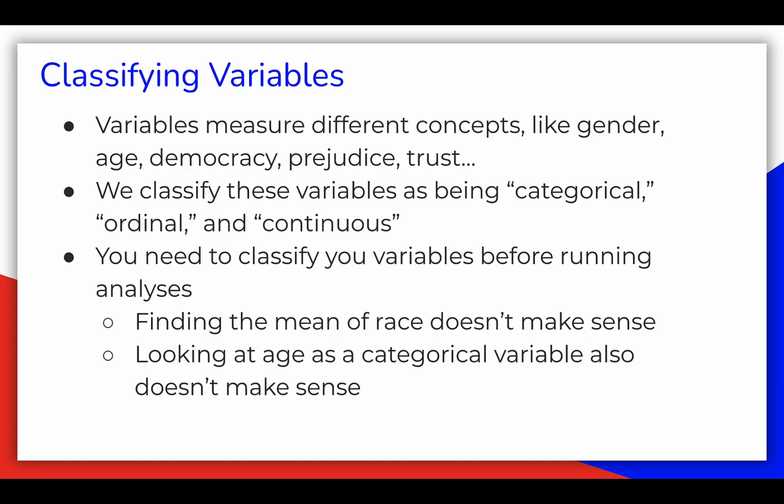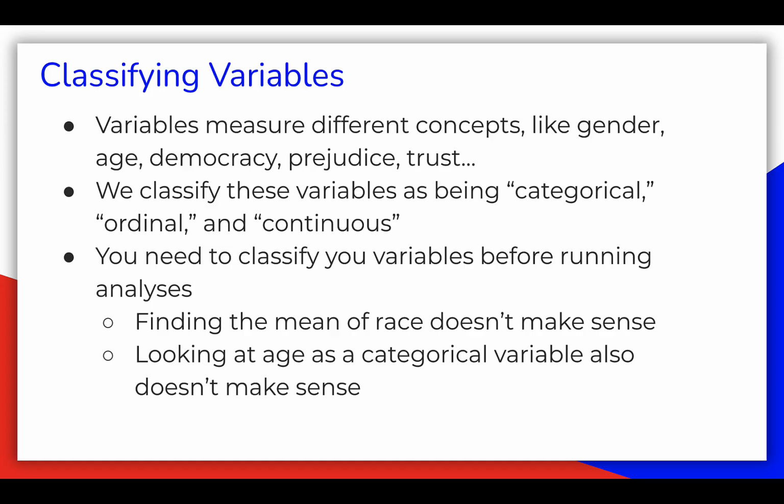So variables measure a variety of different concepts, things like gender, age, democracy, prejudice against other groups, trust in other people, trust in governments, trust in other countries, all kinds of things. And we need to classify these variables as being one of three types: categorical, ordinal, and continuous. You need to classify them first before you run any analyses because it will change what analysis you can run.